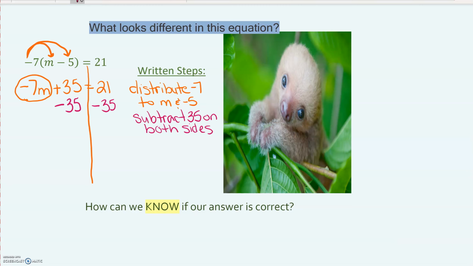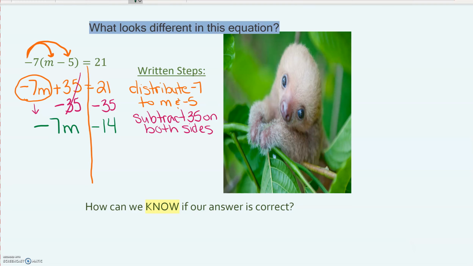So we're going to subtract 35 on both sides of the equation so that we can make that 35 zero, and we don't have to write it anymore. Positive 35 minus 35 is 0. We are then going to write what's left, and that means we're going to notice what is left on both sides of the equation. We need that negative 7m, but then we also need to do the math. What is 21 minus 35?